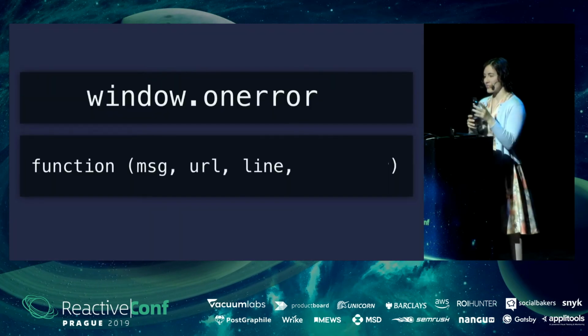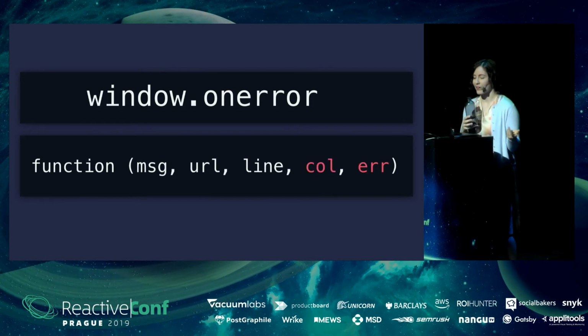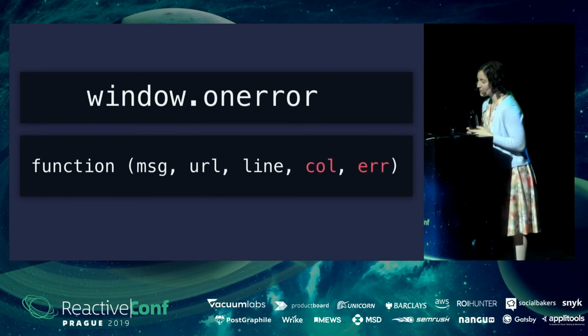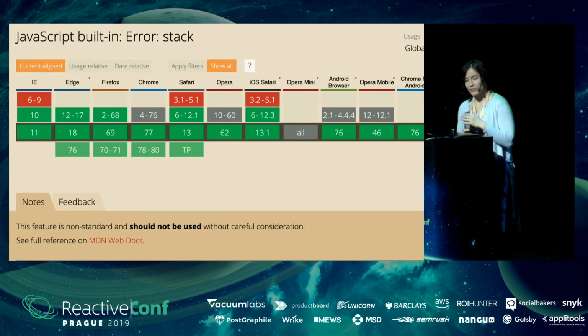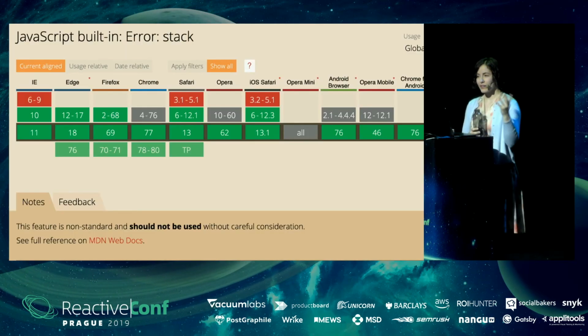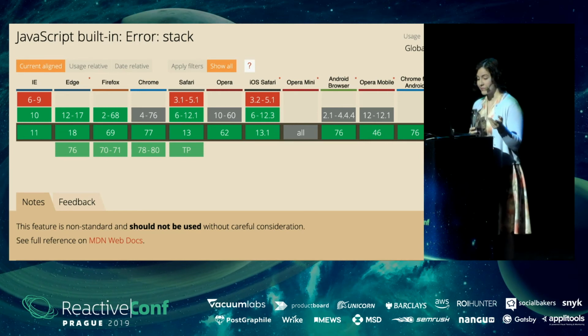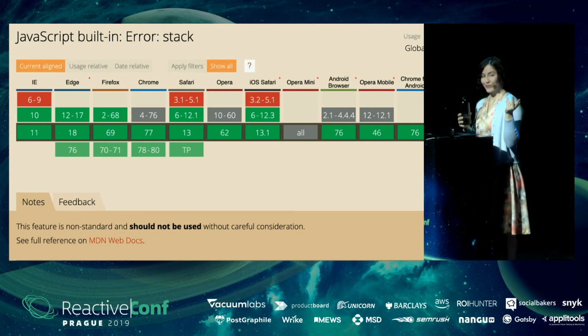So not just the message, URL and line number, but also the column number and that wonderful error object. So if you take a look at Can I Use right now, you can see getting that stack trace, the stack property on the error object, is really well supported. So we're good. Problem solved, right?